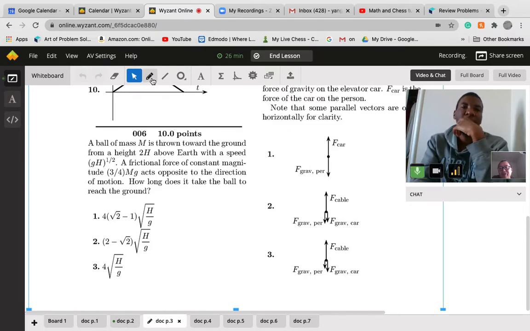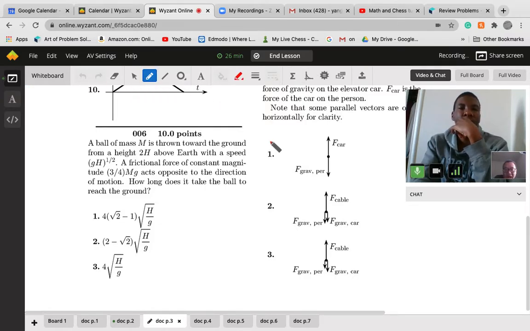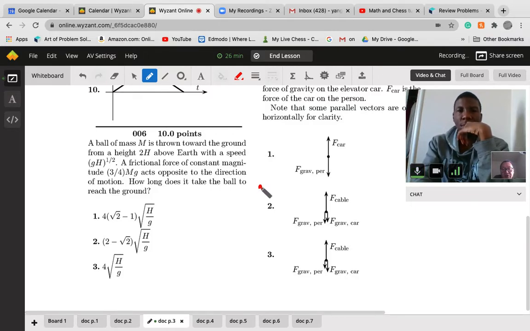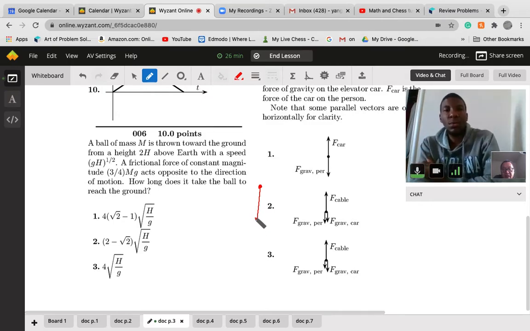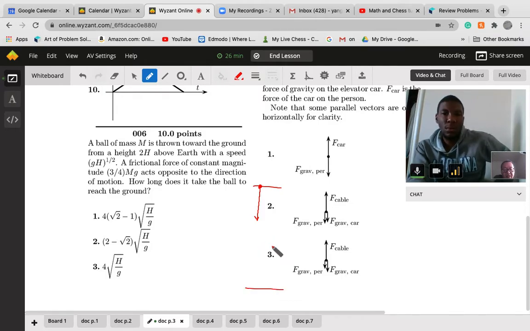Okay, so to solve a math or physics problem, first you need to try to draw a diagram. See this one, suppose you have an object, then you throw it toward the ground, going down. Then say from here, suppose it goes here, this height equals 2h. So from here to here.